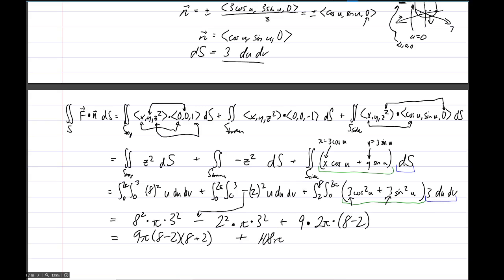There's lots of ways to do the arithmetic that gets you here. So 9 pi times 6 times 10 plus 108 pi. So 54 times 10, so 540 pi plus 108 pi. In the end, that is going to be 648 times pi. 648 pi, huh? That's a lot of pi. Okay, so that computes the flux in the direct method. Now, what happens if you use the divergence theorem instead?